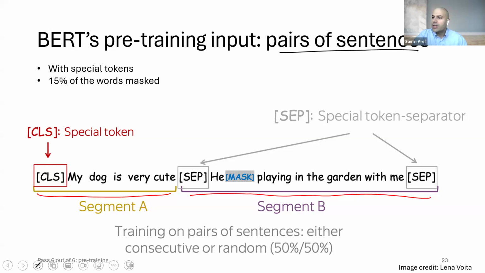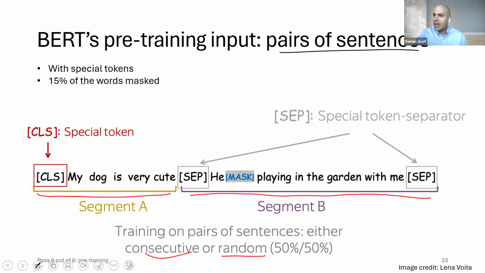What you see here is that the training pairs used in the pre-training of BERT were either consecutive sentences or a pair of sentences which were randomly put next to each other. Half of them followed each other in a logical, meaningful way, and the other half were just 2 sentences which didn't make sense after each other. This will be used in next sentence prediction.